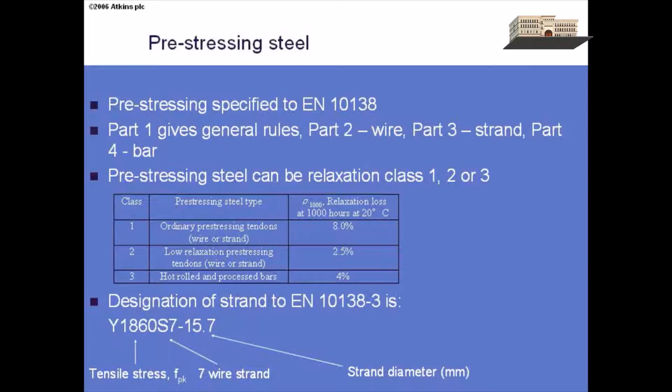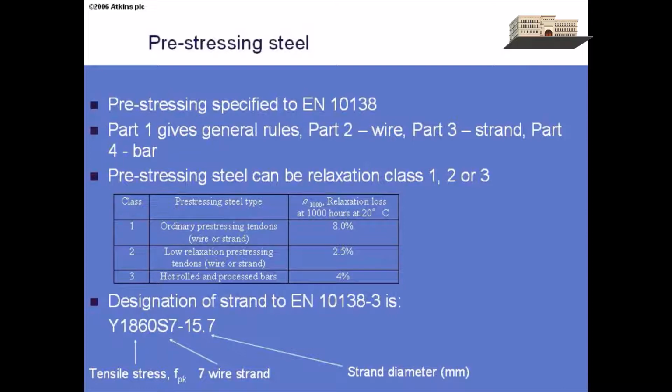When the EN eventually comes out, it will identify 3 classes of steel in terms of their relaxation at 1,000 hours. So class 2 is basically normal low relaxation prestressing strand that we use day to day now. Class 1 is for ordinary prestressing strand, which has a much higher relaxation at 1,000 hours. And then there's a separate classification for bars rather than strand.